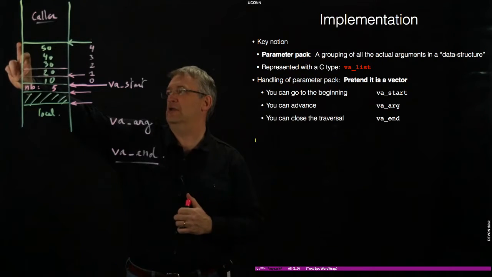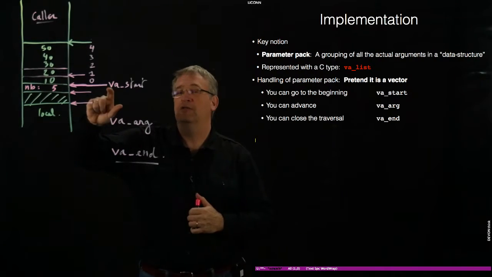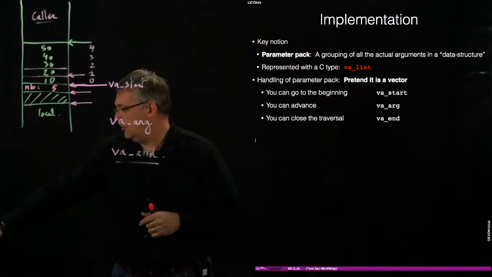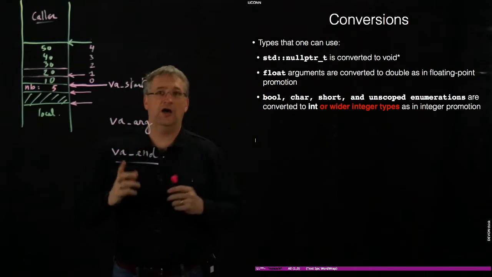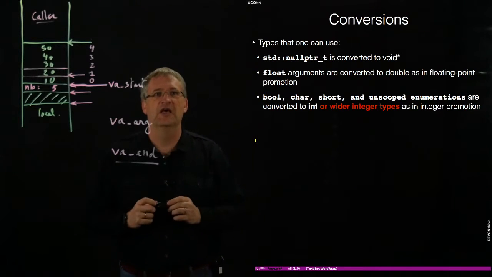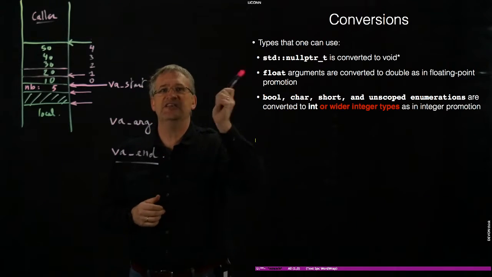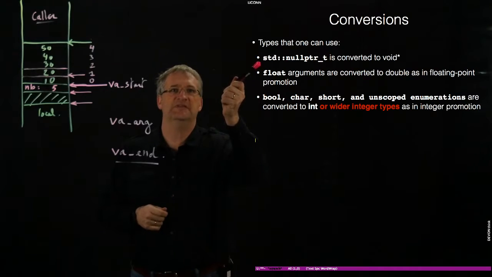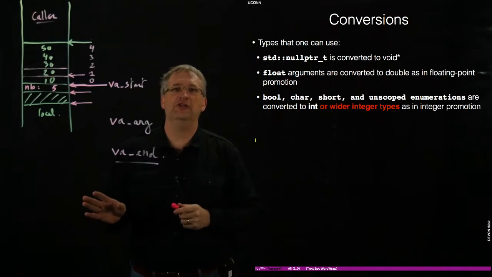So we're going to handle this thing starting from the first address where it is. So let's take a look. First, before we take a look, a couple of rules that are worth remembering about conversions. The first thing is that if you see a nullptr, C++ style, it will always be converted to a void star.